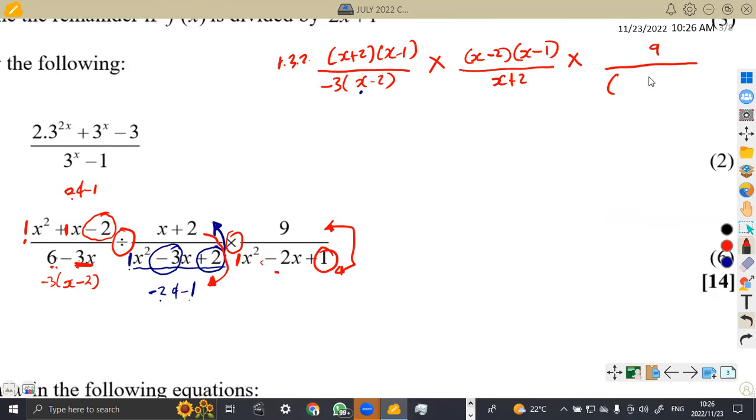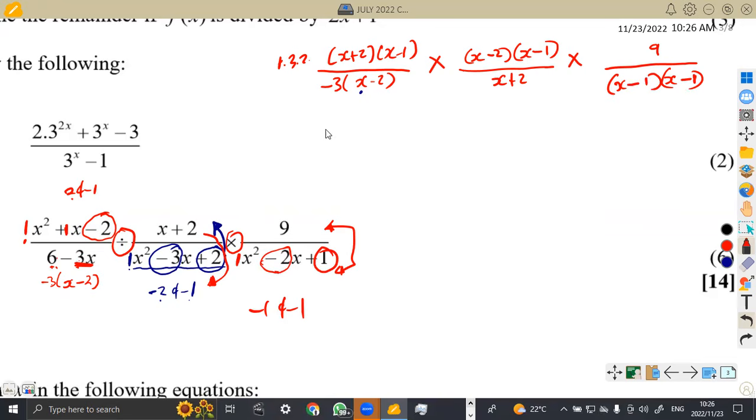What are the factors of 1 that we have? These factors of 1, if we add them, we are supposed to obtain the middle term, which is -2. So we've got -1 and -1. If we multiply these two, that's 1. If we add, that's -2. So we're going to have (x - 1)(x - 1).